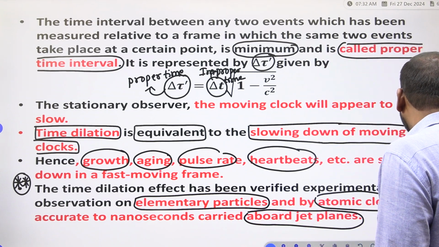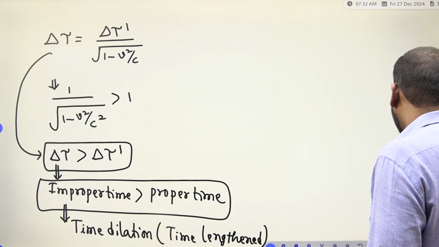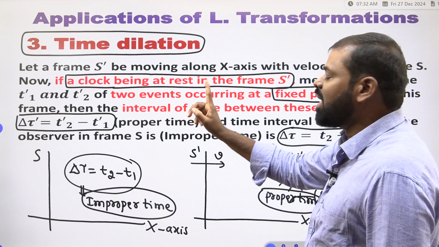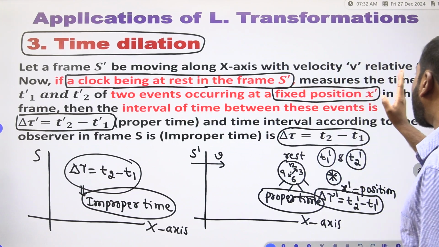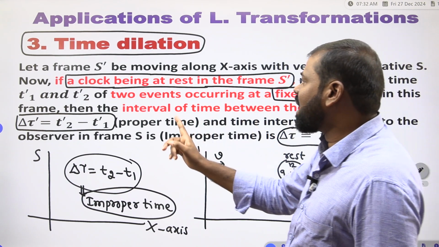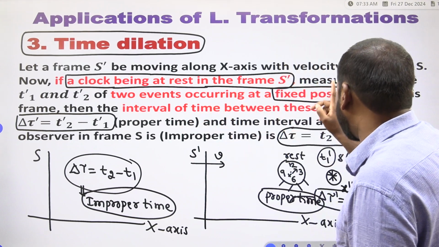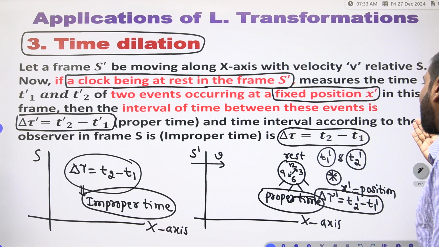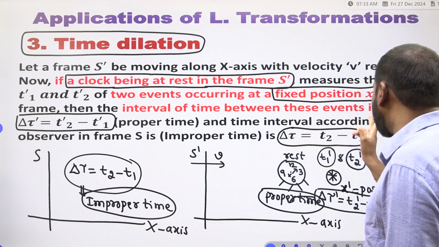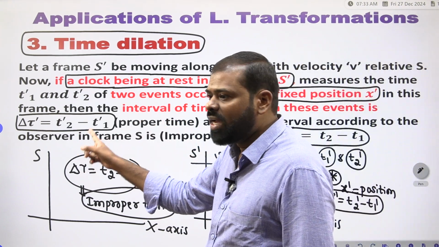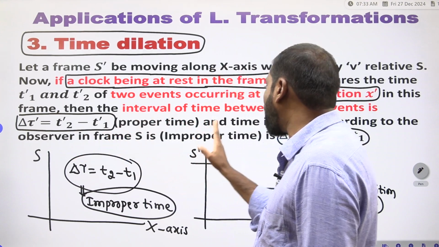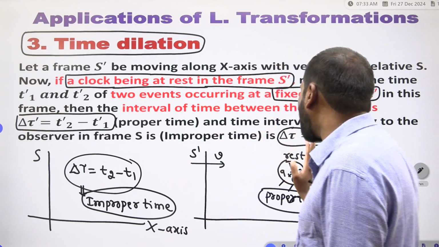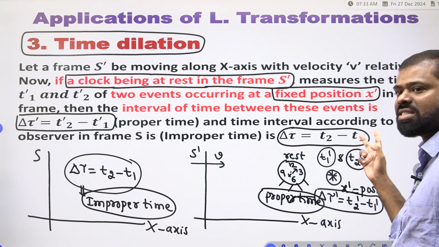Once you have to see, this is the story about what this time dilation phenomenon is. Once again, the introduction of the time dilation phenomenon. Time dilation: let a frame S dash be moving along the x axis with velocity v relative to S. Now if a clock at rest in the frame S dash measures the times t1 dash and t2 dash of two events occurring at a fixed position x dash in this frame, then the interval of time between these events is delta tau dash equal to t2 dash minus t1 dash. This we call the proper time, and the time interval according to the observer in the frame S we call the improper time. So delta tau is equal to t2 minus t1 we have to consider.